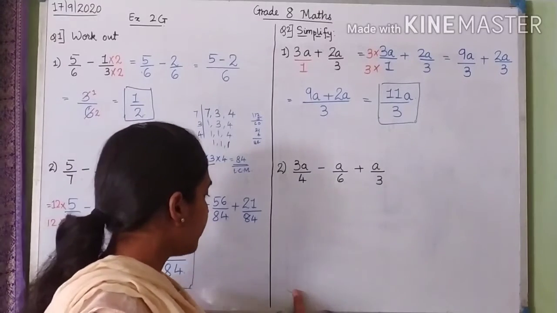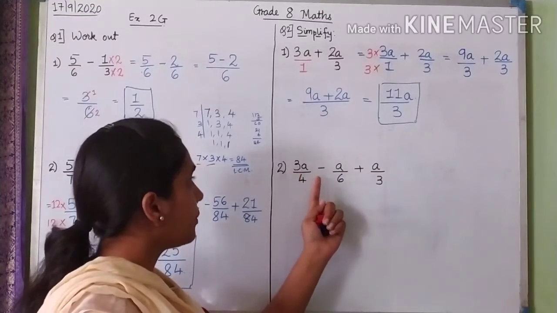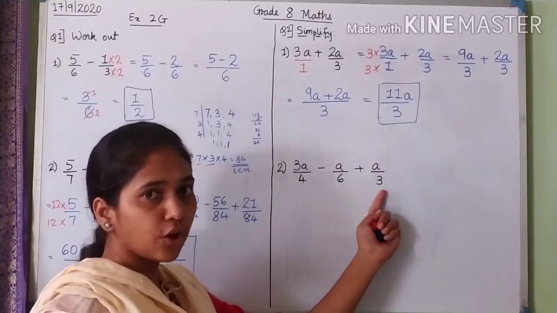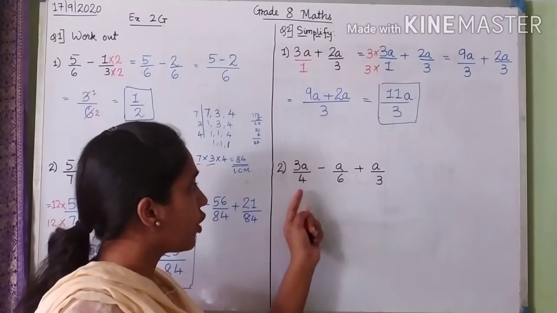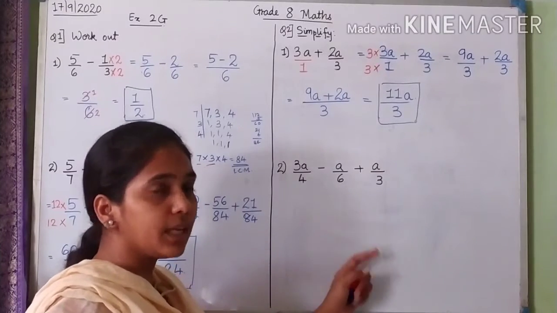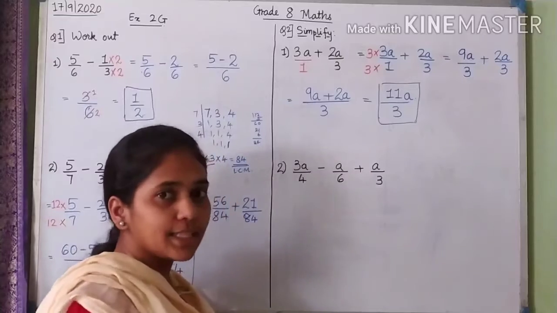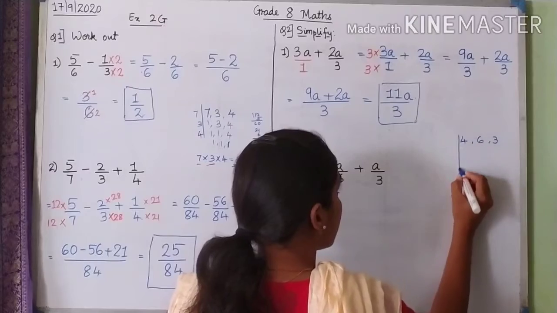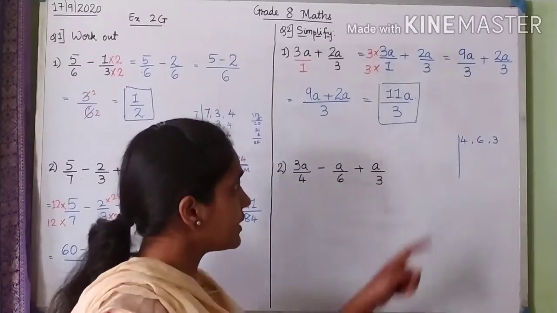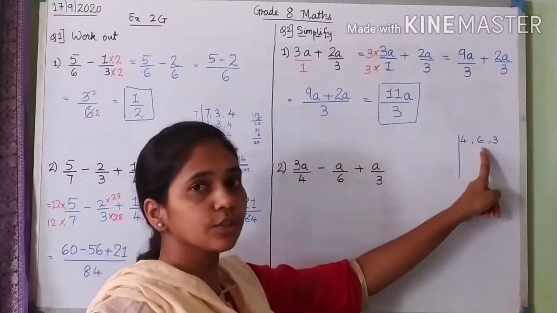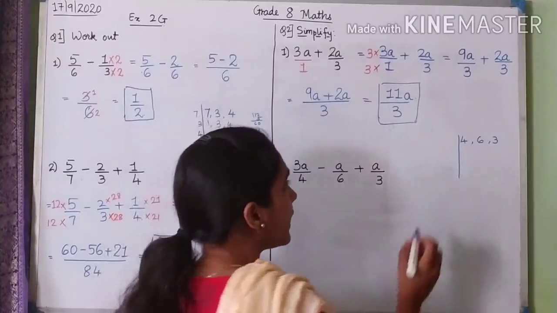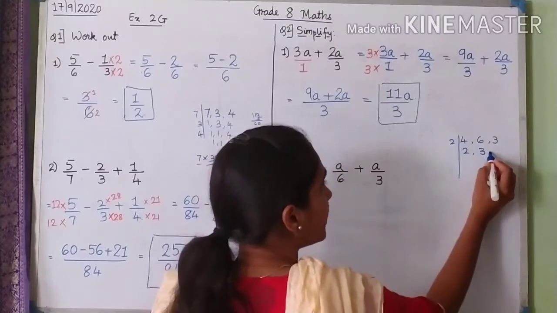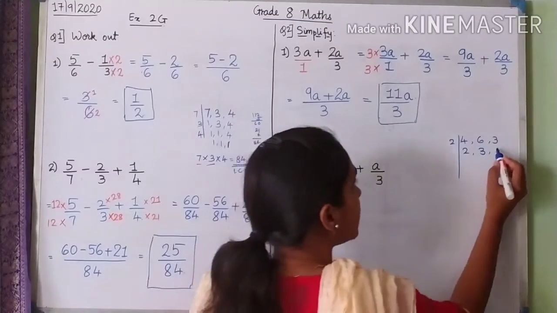The second one is again 3a by 4 minus a by 6 plus a by 3. So here these three are the denominators. These are different denominators, right? So first we need to make them equal. So how do we make them equal? Take their LCM. Okay. So first I write 4, 6 and 3. So you can see here that 4 and 6 goes in 2's table, right? So I divide them by 2. So 2, 2's are 4 and 2, 3's are 6. But 3 cannot be divided by 2. So I write 3 as it is down.